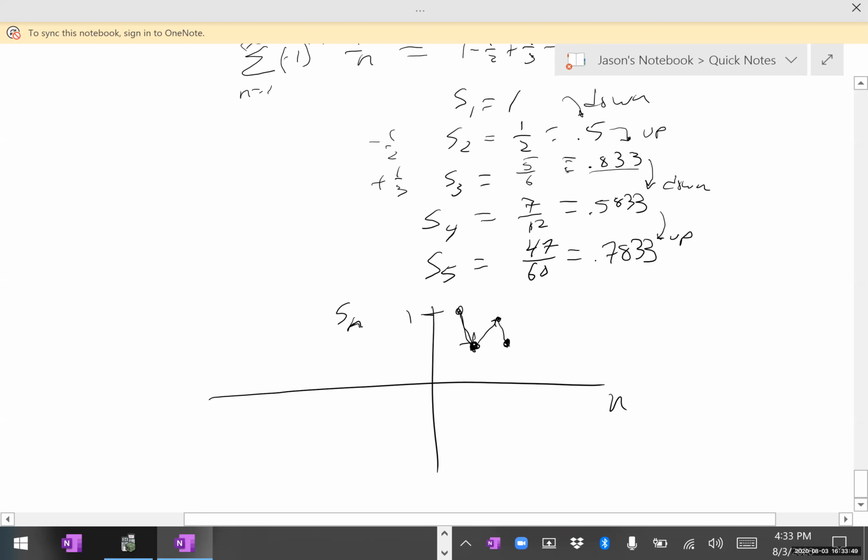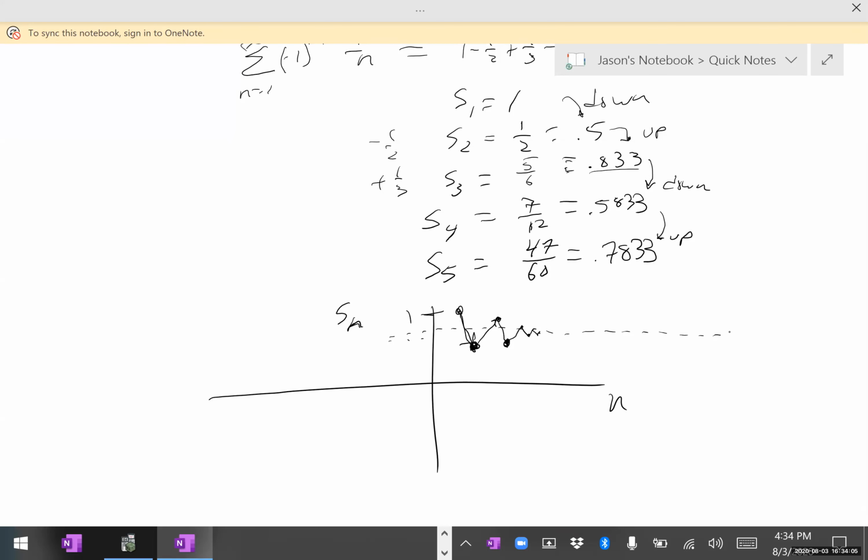0.583. Okay, and then where do we go? 0.7. And then we'll probably go down a little bit more, and a little bit more, and a little bit more, and we're eventually going to hone in. And the sum is going to converge to some number, right? I don't necessarily know what that number is, but it's going to converge, okay?